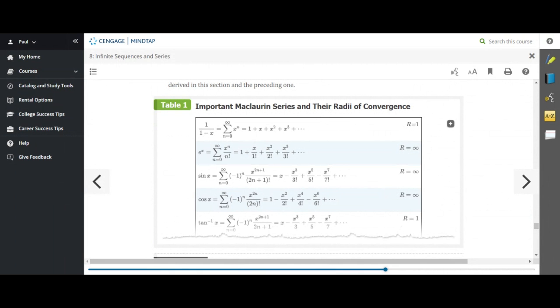But the exponential function, the sine function, the cosine function, the arctangent function, those can all be shown to have the results you see there. Okay, are there any questions on that? You can use those formulas for your final exam. You can use those formulas to help you.